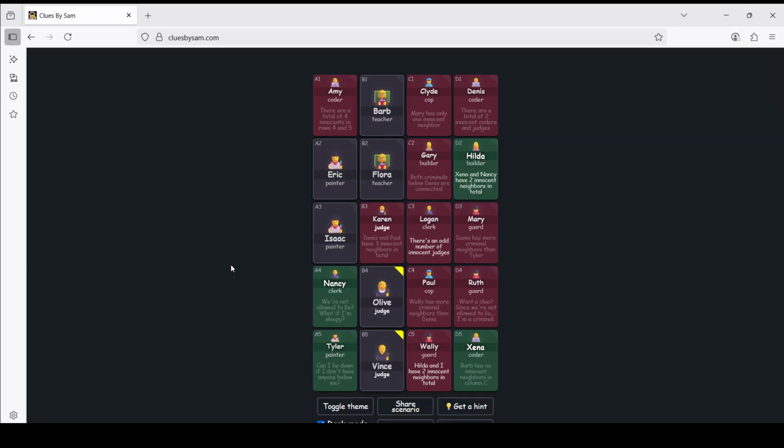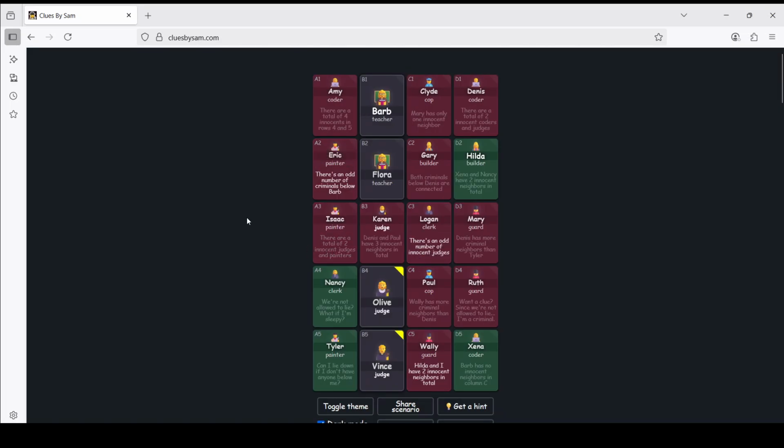So let's look back at Xena and Nancy have 2 innocent neighbors in total. Well, now we know Xena did not have any innocent neighbors, so Nancy has to have 2 innocent neighbors. We've revealed Tyler is innocent, and we know either Olive or Vince is innocent. So Isaac can't be a 3rd innocent neighbor, which means criminal. And now Isaac is telling us there are a total of 2 innocent judges and painters. Well, we already have 1 innocent revealed painter, and again, we know there's 1 innocent judge, and it's either Olive or Vince. So Eric the painter must be a criminal.